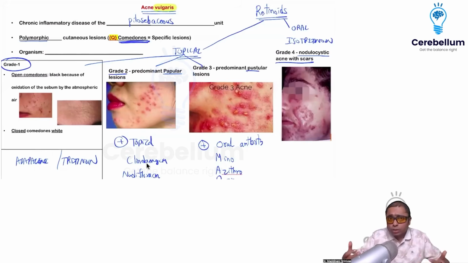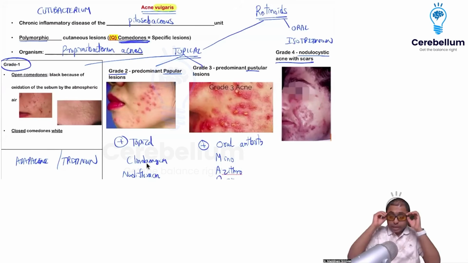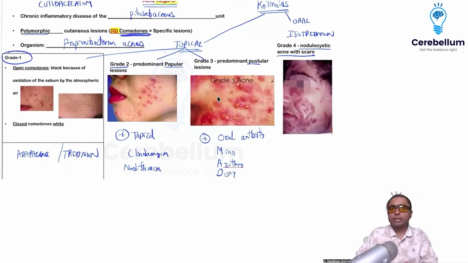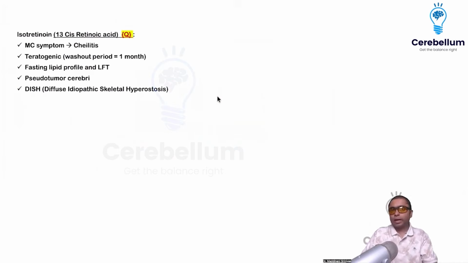What is the causative organism? Please write down: it is Propionibacterium acnes, or recently it is also called Cutibacterium acnes. Basically, minocycline and doxycycline are tetracycline group of medications. So this is also a question.